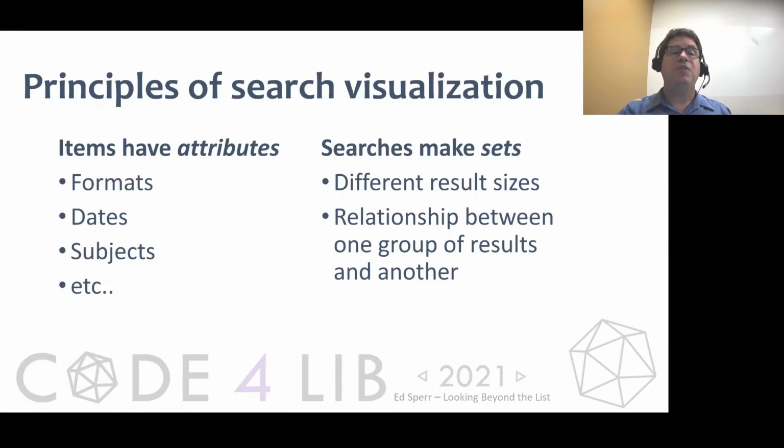Now, when using visualization techniques to describe and contextualize search results, we're taking advantage of two big properties of items in these kinds of databases. First off, the notion that items have discrete attributes. So we can talk about the format of an item, or the date of an item, or maybe the subjects that an item is indexed under. And all of these things are groupable, so we can comprise individual portions of a search and graph those out. But also searches themselves make sets. So we can compare different result sizes from different search results. We can also talk about relationships between one group of results and another.